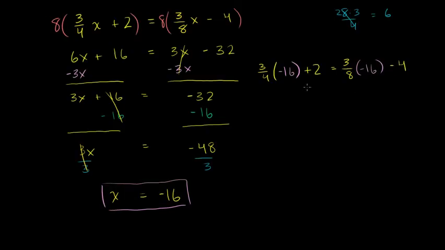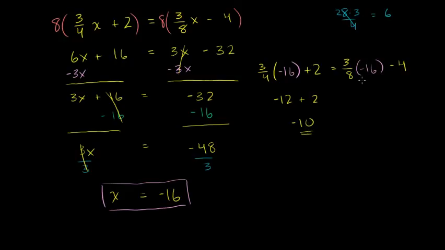So 3/4 of 16 is 12. And you could think of it this way. What's 16 divided by 4? It is 4. And then multiply that by 3. It's 12. It's multiplying fractions. So this is going to be a -12. So we get -12 plus 2 on the left-hand side. -12 plus 2 is -10. So the left-hand side's a -10.